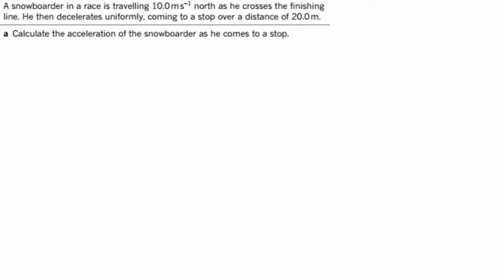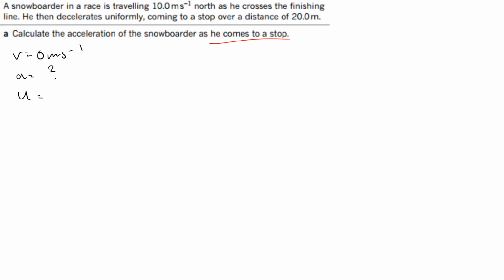Okay, now here's another question. A snowboarder in a race is traveling 10 meters per second north as he crosses the finishing line. He then decelerates uniformly, coming to a stop over a distance of 20 meters. Calculate the acceleration of the snowboarder as he comes to a stop. As he comes to a stop, the final velocity is 0. Let's calculate the acceleration, so that's what we don't know. He's traveling 10 meters per second north.